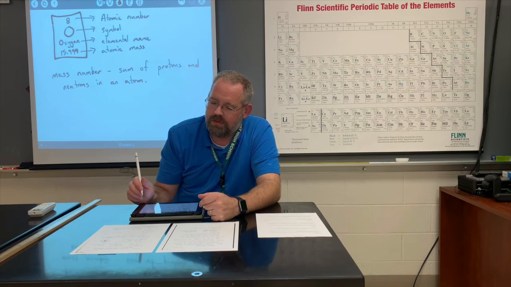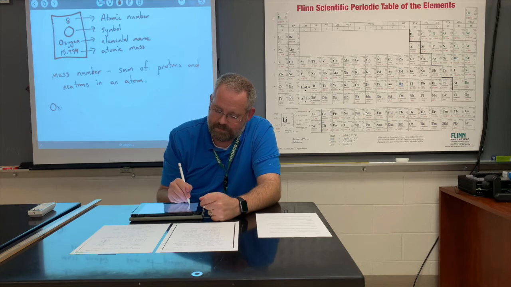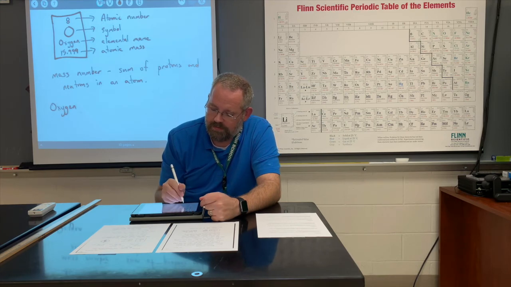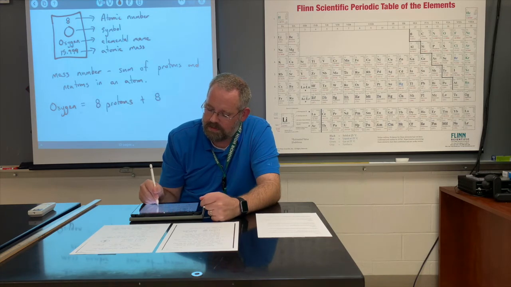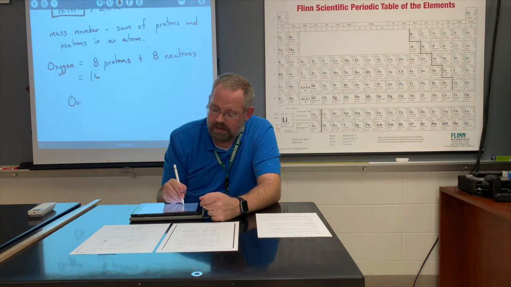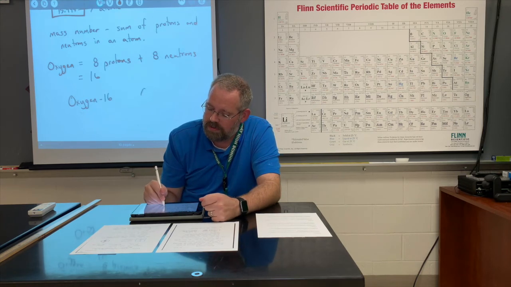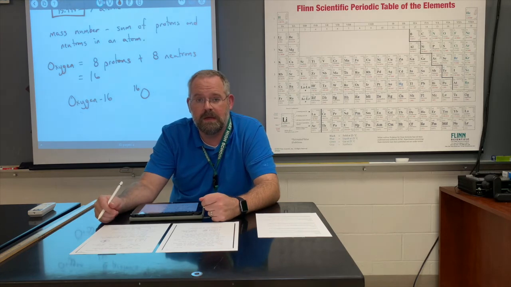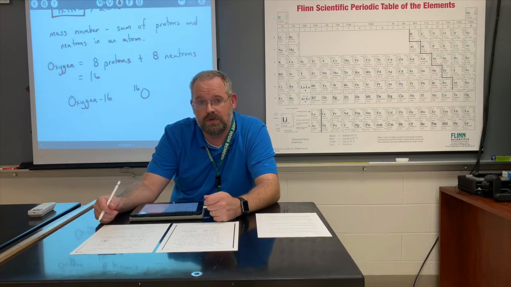If I were to look at something like oxygen, the most common form of oxygen has 8 protons and 8 neutrons in its nucleus. So that gives us 16. So there are a couple of different ways to write a mass number. You'll write out the element name and the 16 out beside it, or you can write the elemental symbol with a 16 in the top left superscript portion.